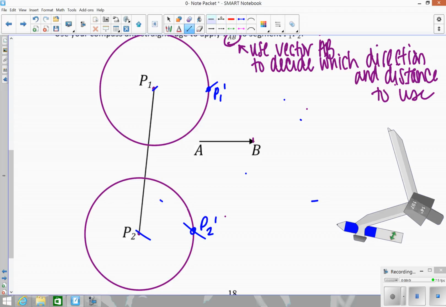I can go ahead and connect them, and that's my image. So it should look like the segment stayed the same length. It became the same distance away as the length of AB. That distance between those points is the length of AB, and it went the same direction as AB, to the right. And that's it.